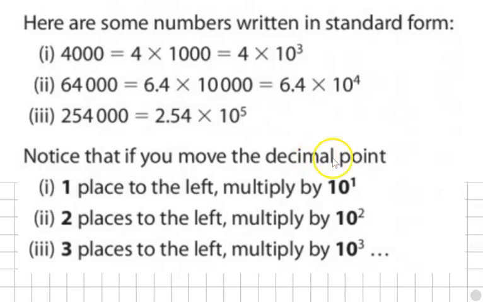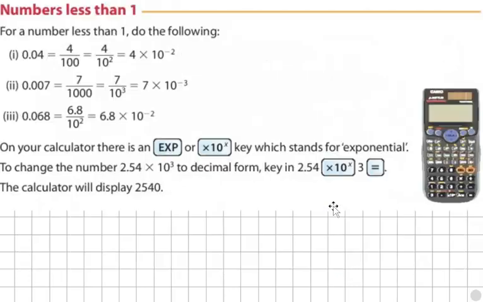So notice that if you move the decimal point 1 place to the left, it multiplies by 10 to the power 1. 2 places to the left, you multiply by 10 to the power 2. 3 places to the left, you multiply by 10 to the power 3 and so on. For numbers less than 1, for a number less than 1, we do the following. So I'm going to show you how to do this without the calculator in a minute.